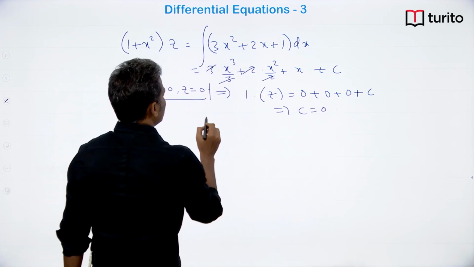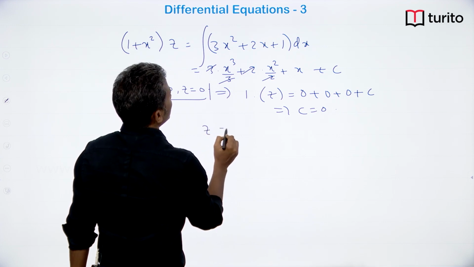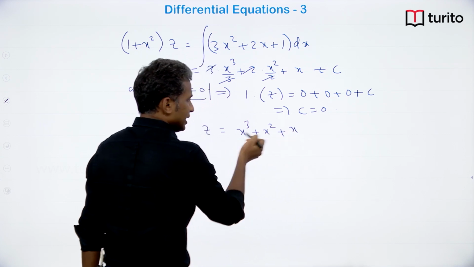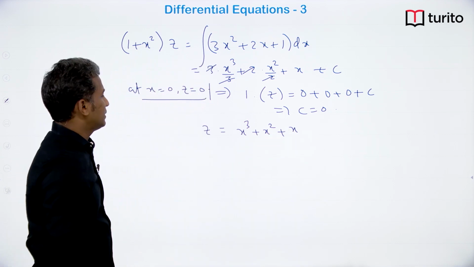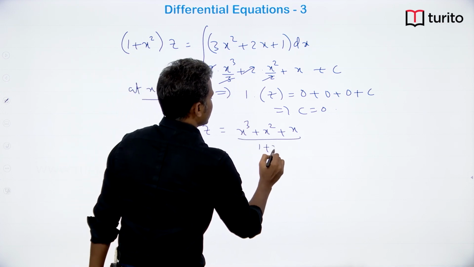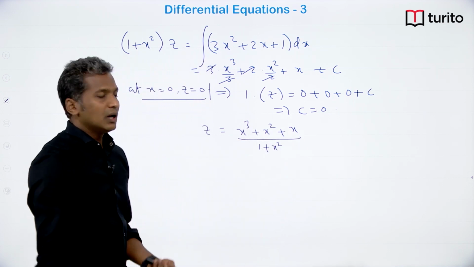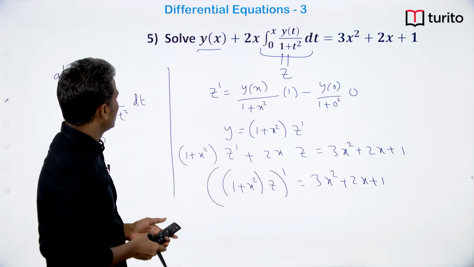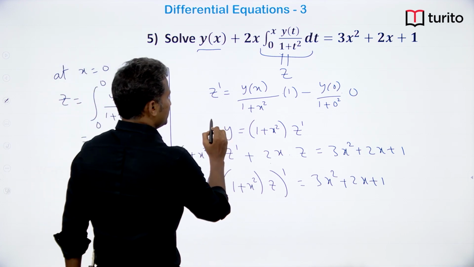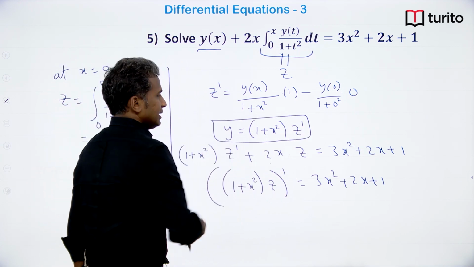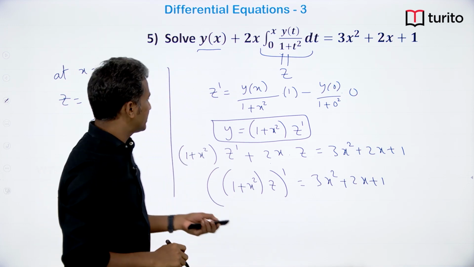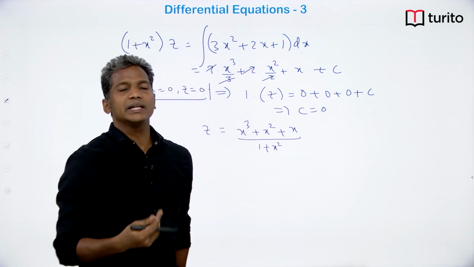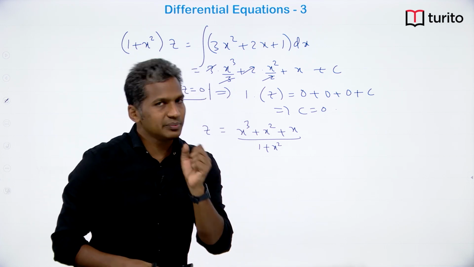Which means our function z will come out to be x cube plus x square plus x divided by 1 plus x square, right? So we can just write 1 plus x square here. Now solving for z is completed, but we have to solve for y. Now look at what y is. y is basically 1 plus x square into z dash. So here we have to differentiate this. Now before differentiating, it is better to simplify this into a simple term.